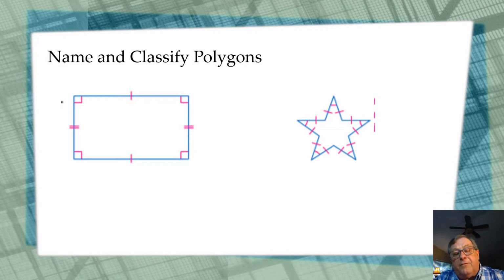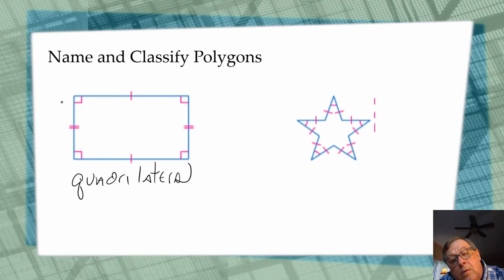So let's look at what we have here first. Here on the left, I can see pretty easily that it's got four sides, so it is a quadrilateral. Next, is it concave or convex? Well, I don't see it caving in on itself. And in fact, if I were to extend these lines, I can see that none of those lines would go into the interior, so it's convex.